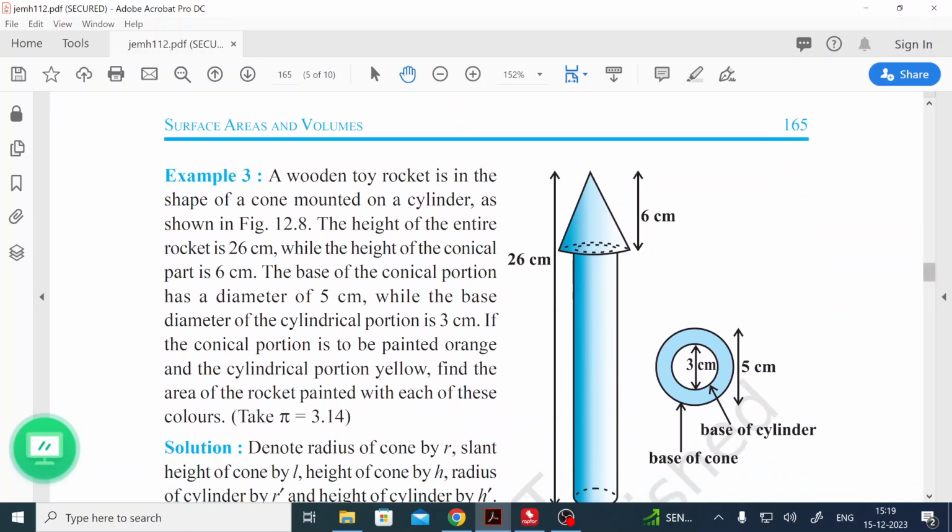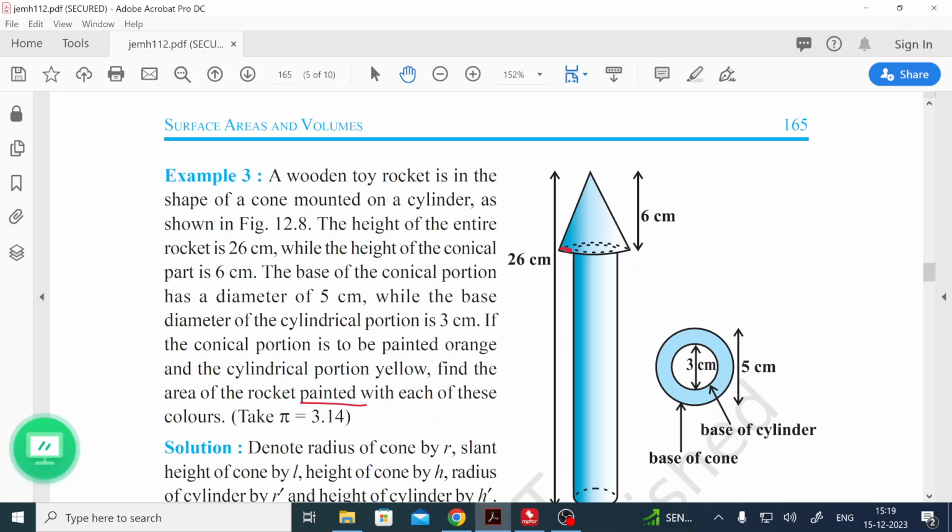Here, see whether the word solid is there. The question says a wooden rocket is in the shape of a cone mounted by a cylinder, as shown in the figure. Okay, the word solid is not there, and I told you here they are talking about paint. Paint, in the sense that we should be careful, because sometimes the formula will not work out. Here it is not a surmount, because the cylinder is smaller than the cone base.